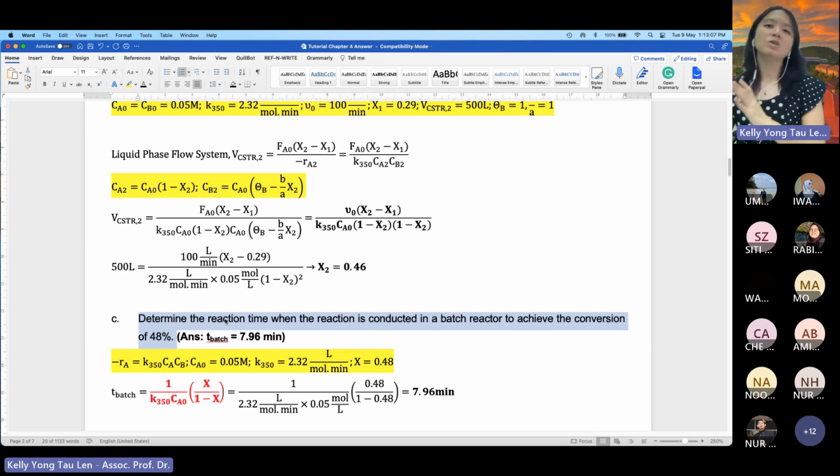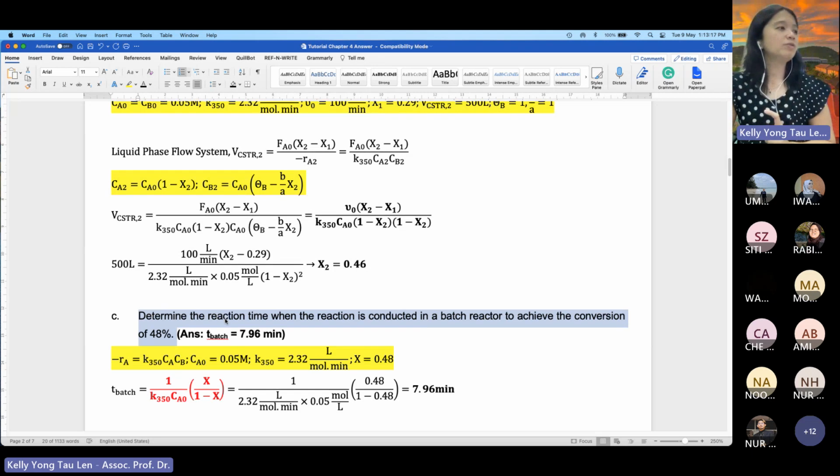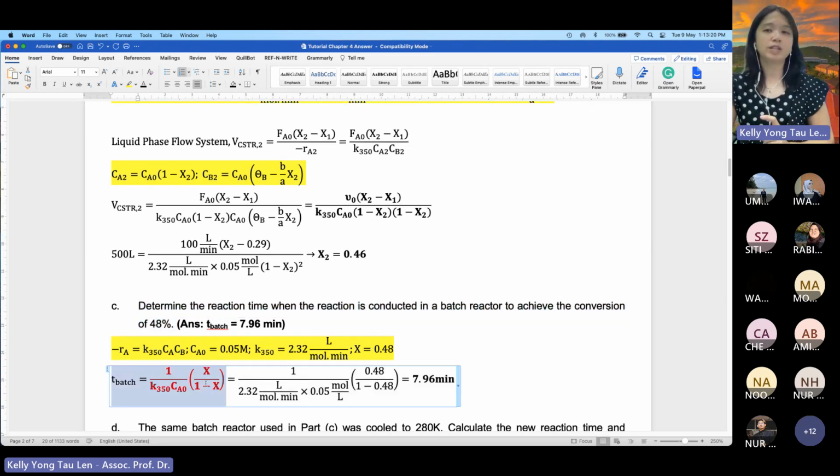So you go back and check the notes, chapter 4. If it's a batch liquid phase with rate law minus RA equals KCACB, there's only one equation that fulfills this, which is in the red font as I showed here. The equation says the reaction time equals 1 over K times CA0, in brackets X over 1 minus X. Straight away there is the equation. In this tutorial I directly show the equation, but in the exam and test, I will give you all the equations. So you must remember which equation is for which rate law.